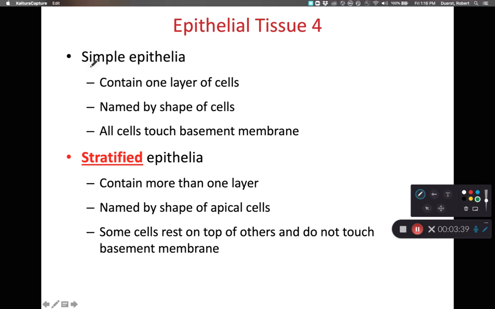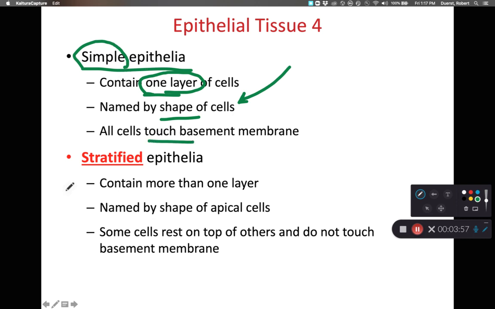As we look at the simple epithelia, they are going to have one layer of cells. When we think of simple epithelia, think one layer of cells. To name the kind of simple epithelia, we look at the shape of those cells. Every cell in the simple epithelia will touch the basement membrane. First we have simple epithelia, and then we also have stratified epithelia.